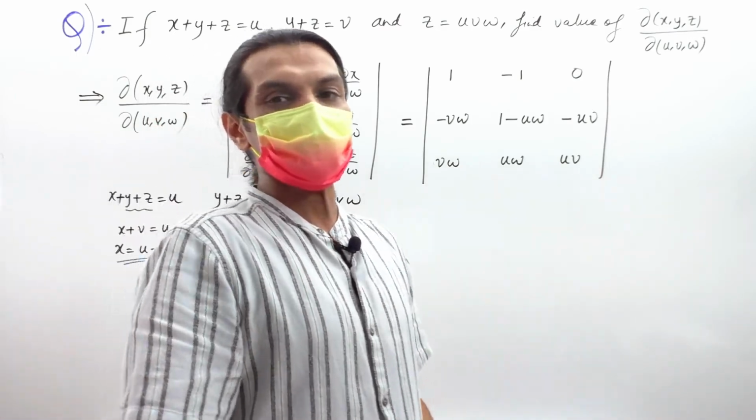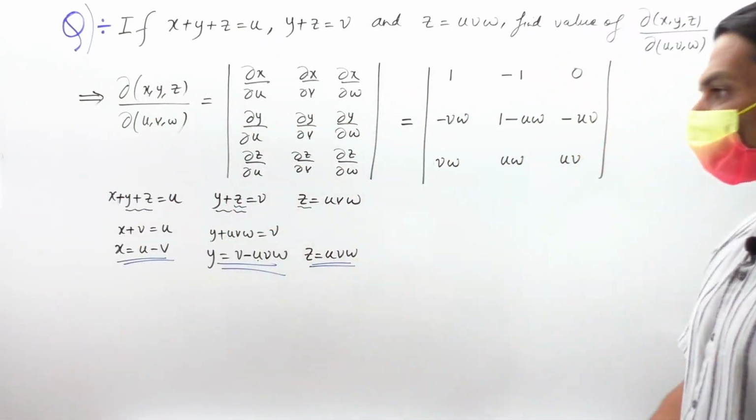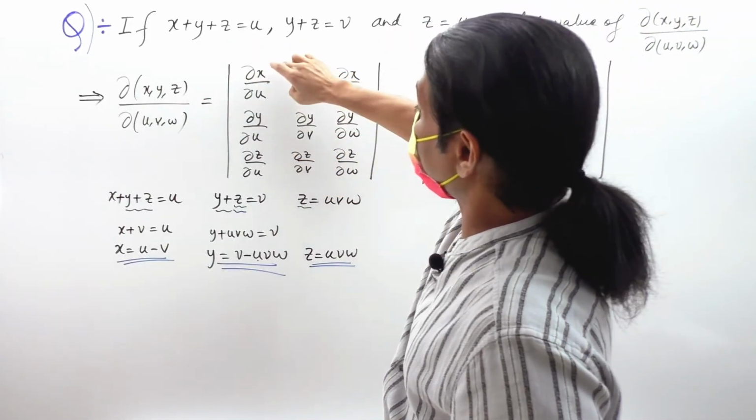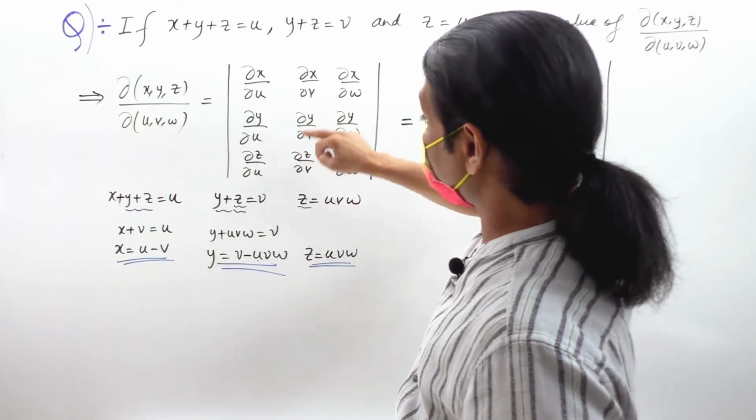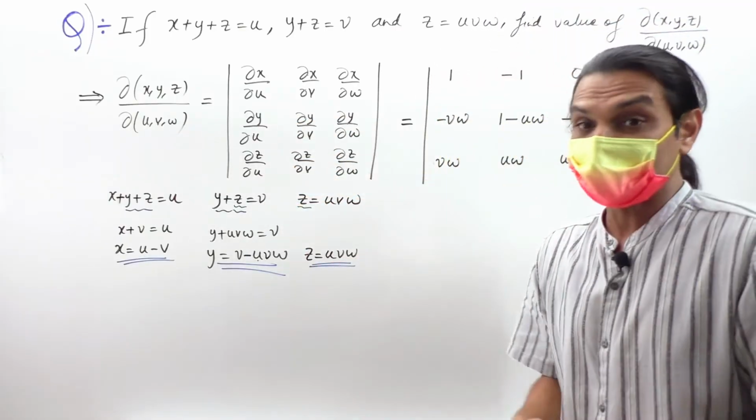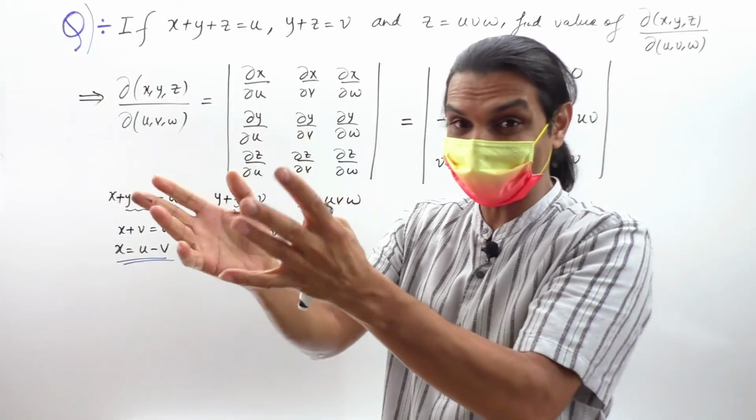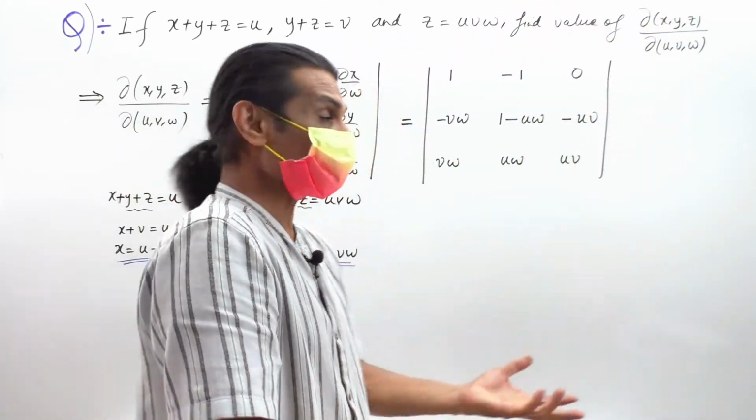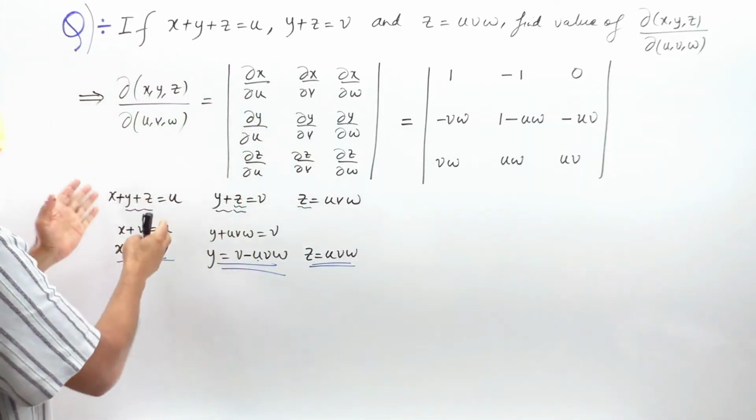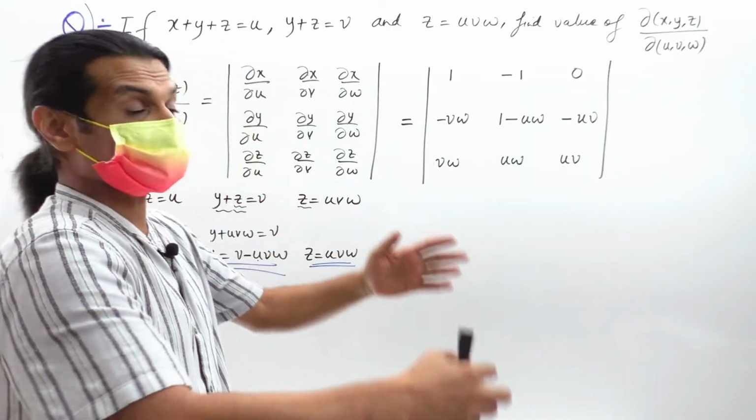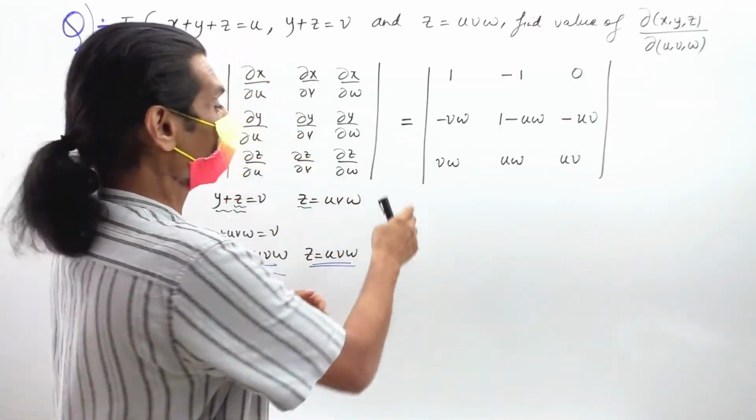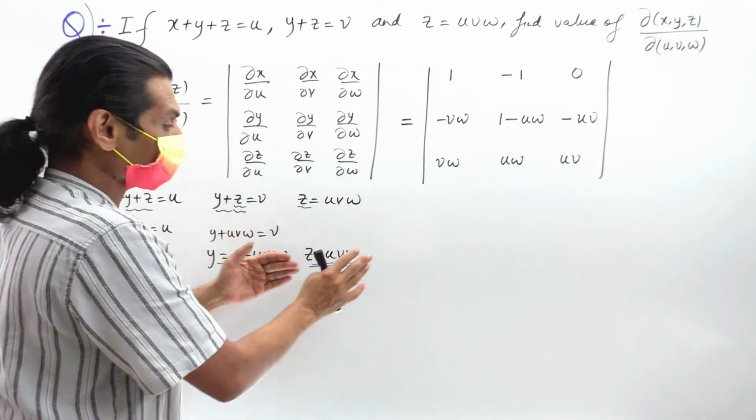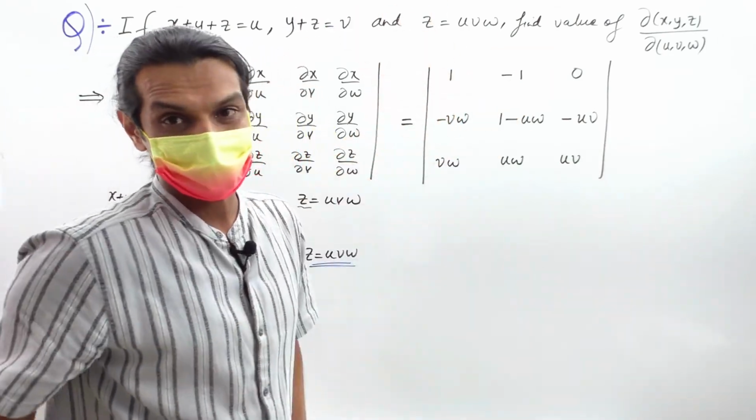That's it. So we have finished filling this determinant with the partial derivatives. What did we do here? We needed x with respect to u, x with v, y with u, y with v, z with u, z with v, and so on. So the question was a little tricky. We played with the question and found all x, y, z in terms of UVW, so that you can find the partial derivatives given in the determinant. We found x is equal to u minus v, y is equal to v minus UVW, and z is equal to UVW, and we filled the determinant of the Jacobian.